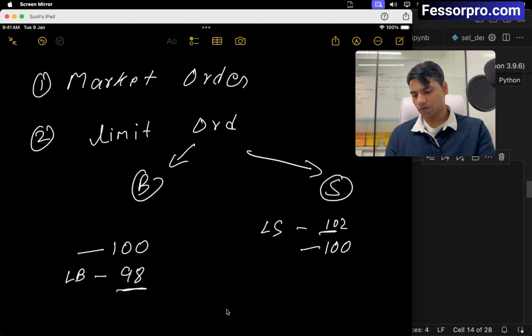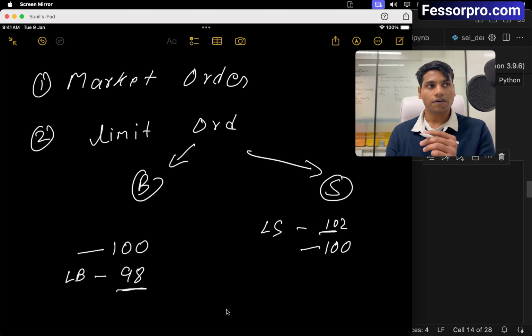Okay. So if you place a limit order greater than the market price, and if it's a buy order, your order will be filled instantly. The same is applicable for sell order. If you place a sell order lower than the market price, your order will be filled instantly. So these are few things you have to keep in mind. So let me show you what I have done.